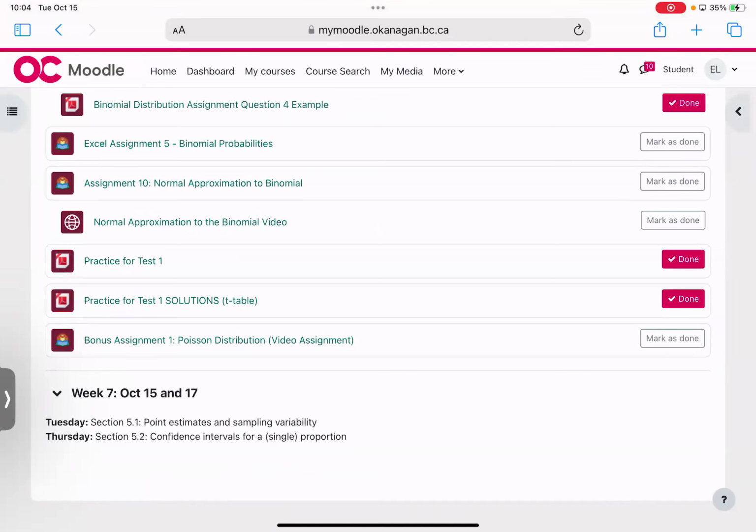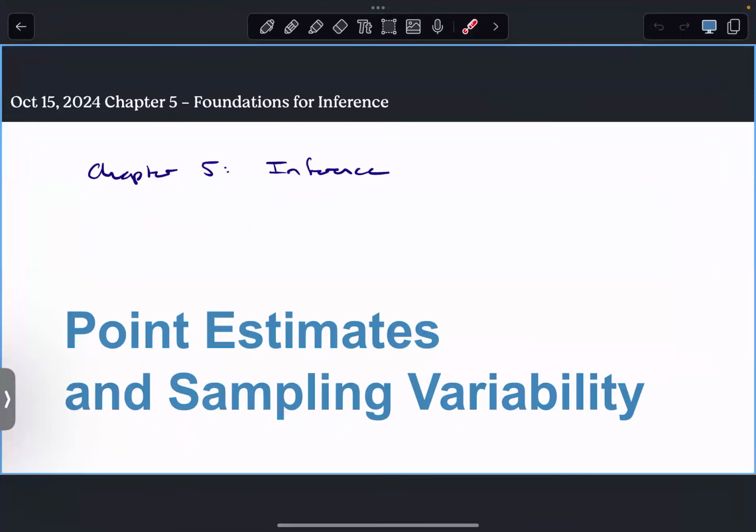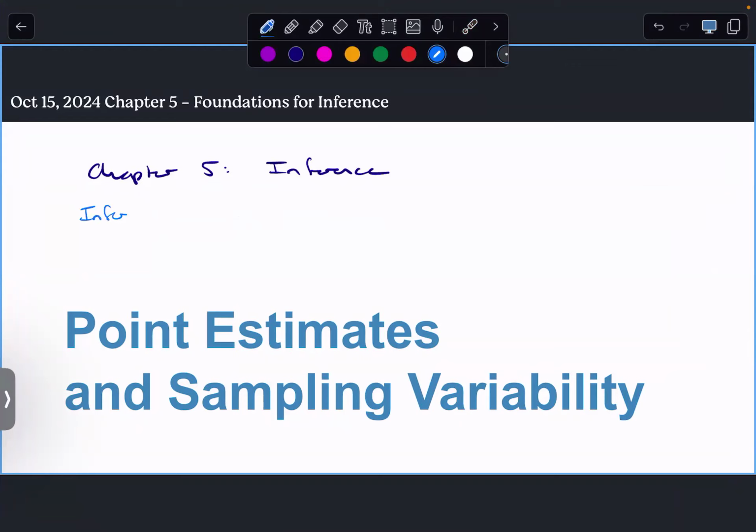As I was setting this up just now, I realized I still had this week hidden, but let's start chapter five. Chapter five is where we start the meat and potatoes of this course, kind of the fun part, in my opinion, which is inference. Inference is when we use sample information to learn about the population, which is what statistics is all about.